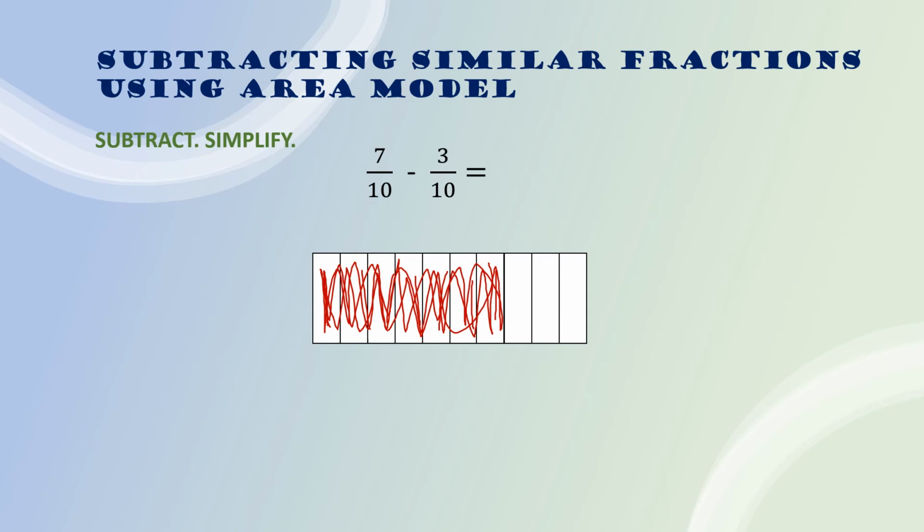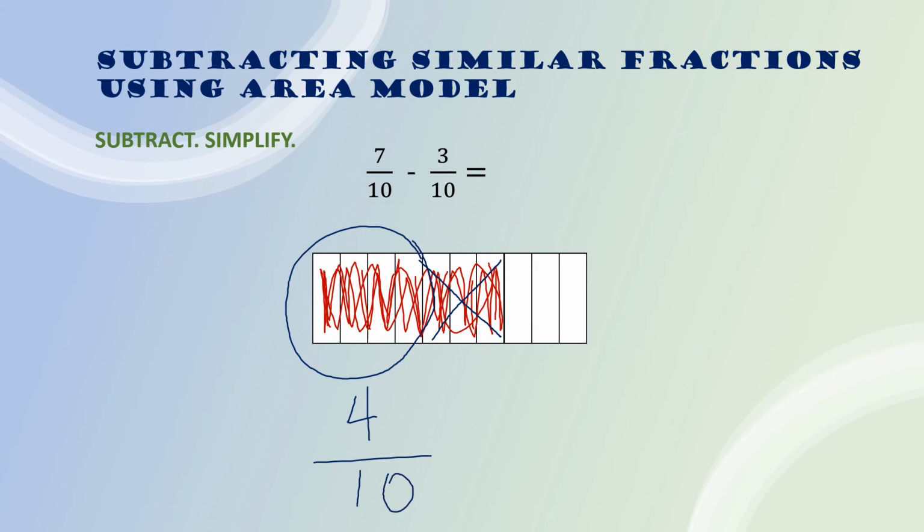Minus the 3/10. So here we are subtracting. Instead of shading another 3, we're going to get 3 from the 7 parts that we shaded. It's like we will remove this 3. So what's left? What's left is only these 4 parts, these 4 shaded parts out of the 10.